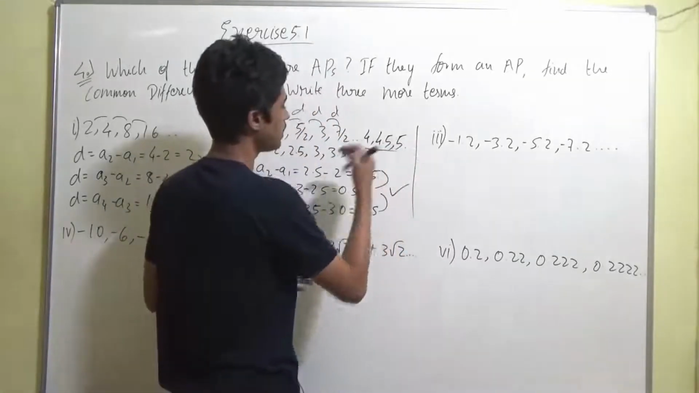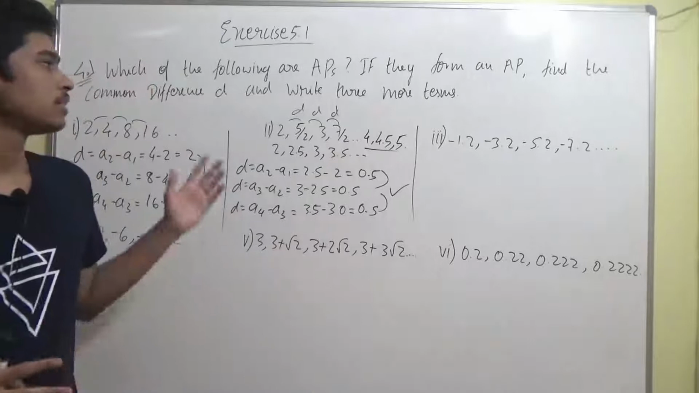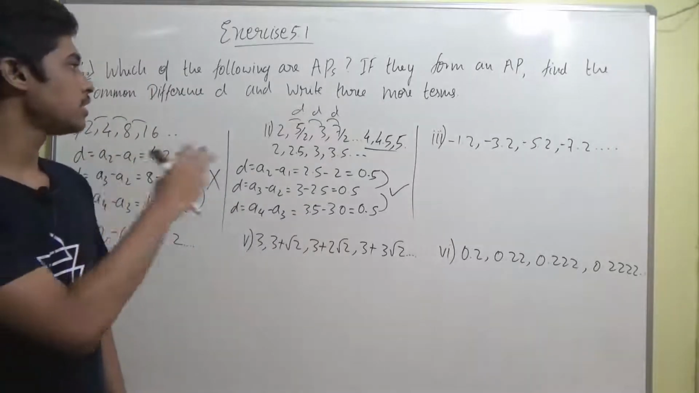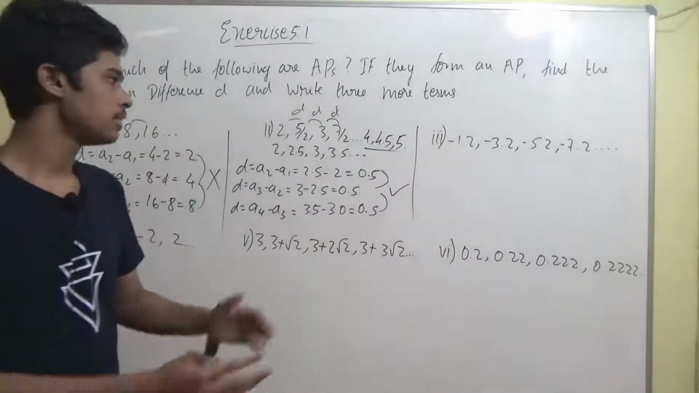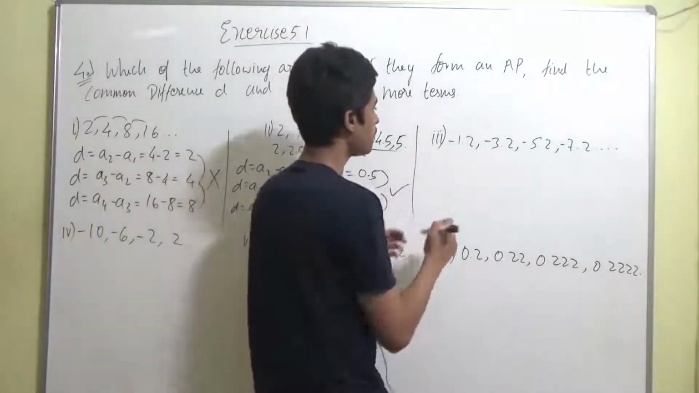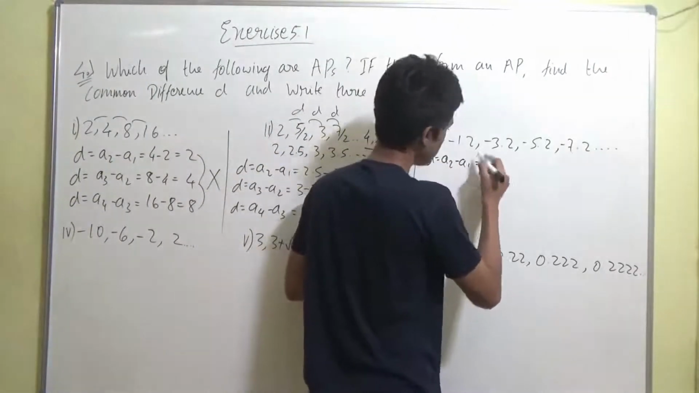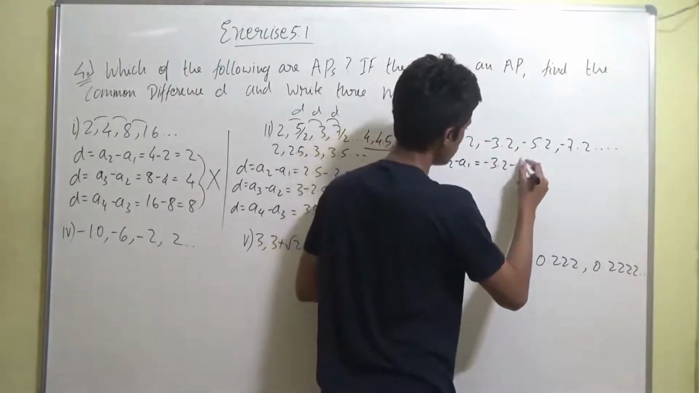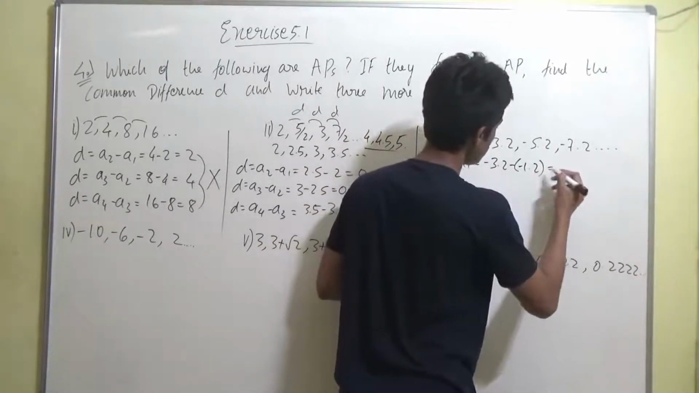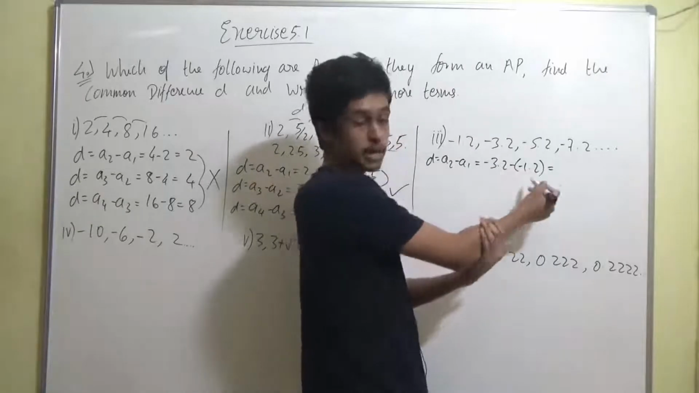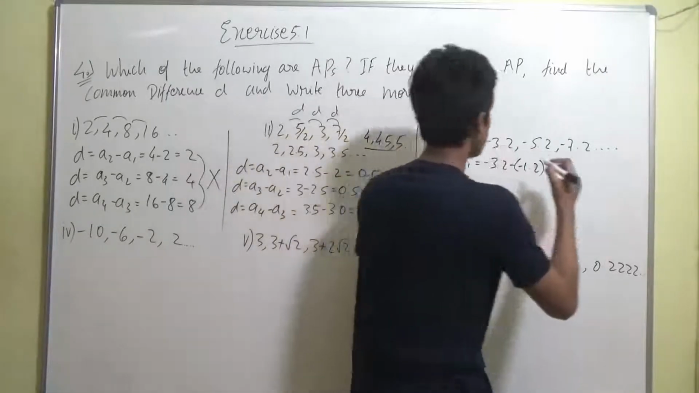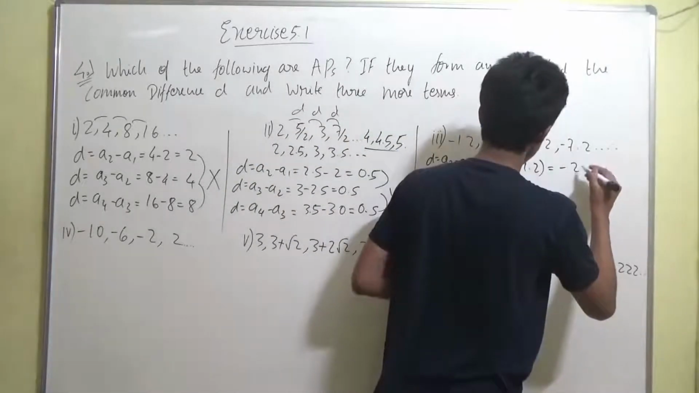Getting it, guys? These are the 3 terms which we found after we continued the series. Still 3 more terms, right? Done. Now if you see this, guys, we have to find the common difference for this one as well. D equal to a2 minus a1. In this case it becomes minus 3.2 minus of minus 1.2. This will become minus 3.2, minus into minus becomes plus 1.2. This will become minus 2.